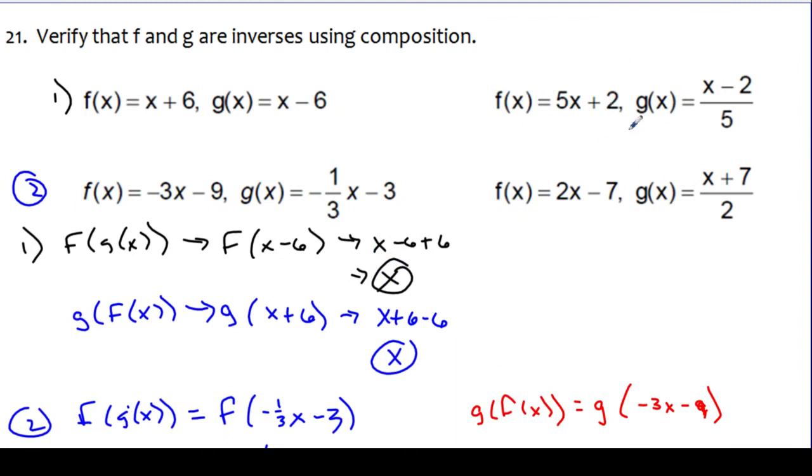For these other two on the right, it's the same kind of thing. You're just going to have to simplify the numerator in each of them before you cancel. So I'm not going to do those problems because they're very much the same.